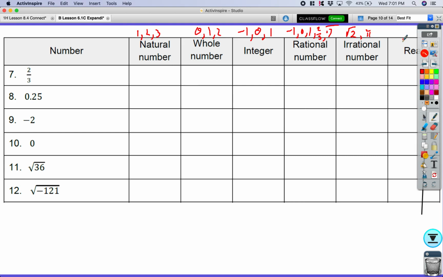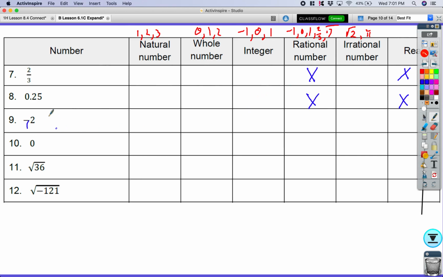And as long as it's a real number, meaning not a square root of a negative number and not divided by 0, it is a real number, okay? So 2/3, it's not natural, it's not whole, it's not an integer, but it's rational and it's real. Something cannot be rational and irrational. 0.25, okay, well that's where the decimals start. Those are not natural numbers, not whole numbers, not integers, but they are rational numbers and real numbers.